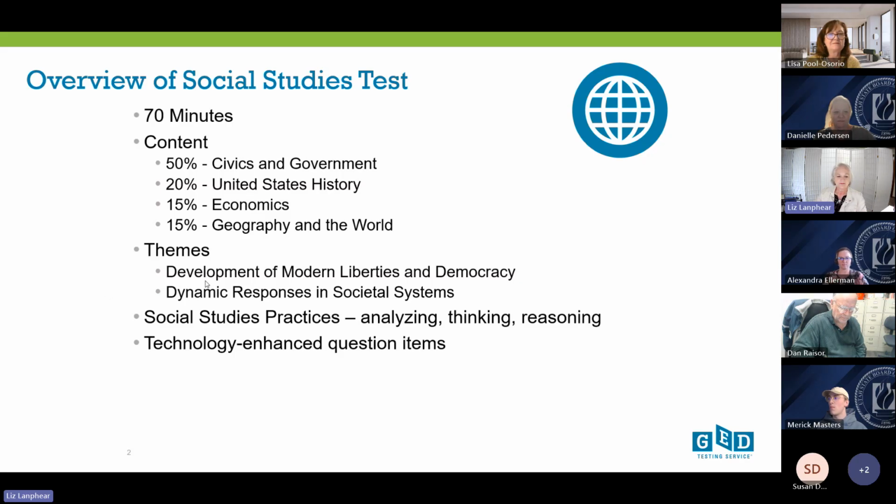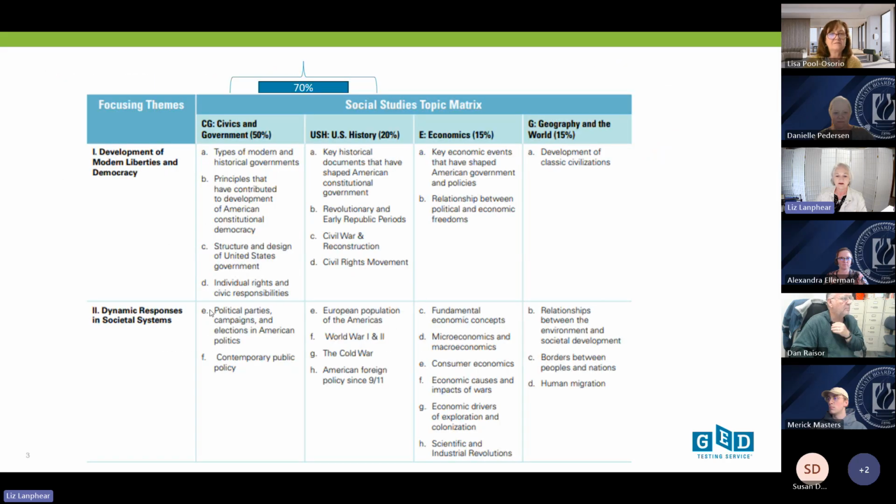It has themes of the development of modern liberties and democracy, dynamic responses in societal systems, and social studies practices of analyzing, thinking, reasoning, and technology enhanced question items. Another way of looking at that is 70% of the test is civics and government and US history. So of course that needs to be your emphasis when you go to teach this information.